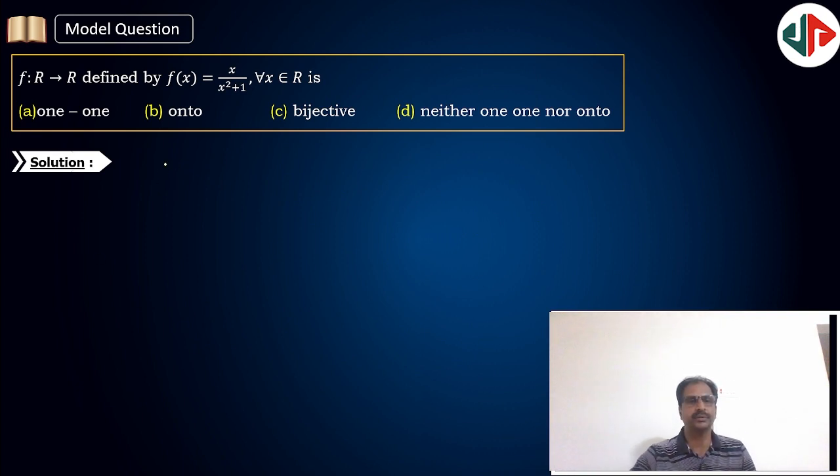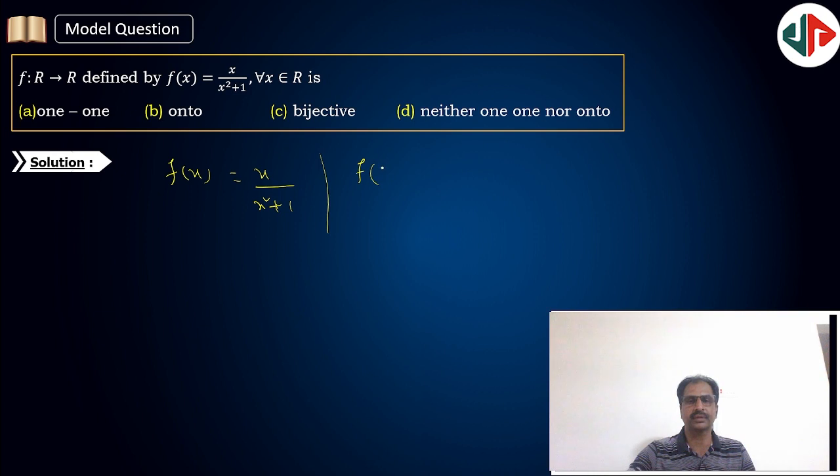Next, f maps R to R. f of x is x by (x square plus 1). We have to check whether it is one-one or onto. What is the domain of the given function? The given domain is the first set, all real values, which means this function is defined for all real values of x.